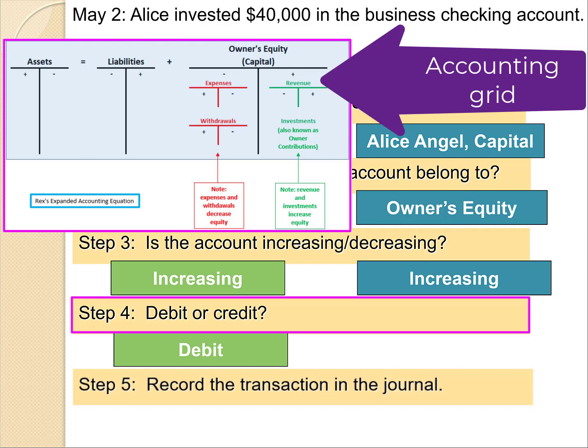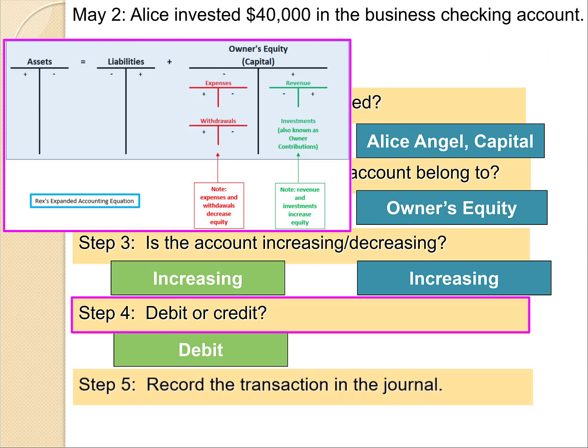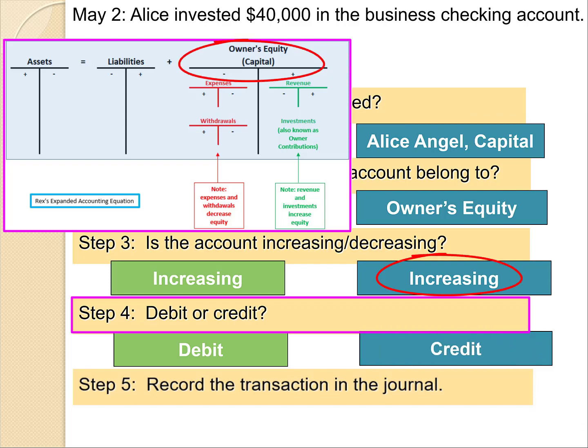Next, we consult our accounting grid, and does capital increase on the left or the right side? It's the right side, also called the credit. So now that we've done that analysis, now we can create the journal transaction. So get out your journal paper.